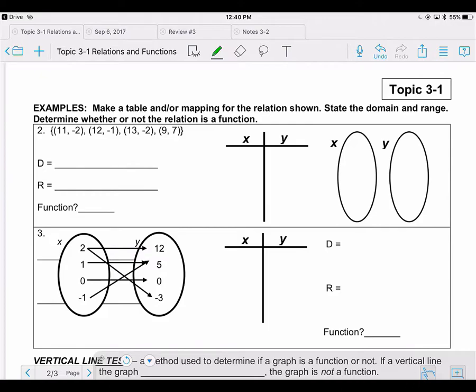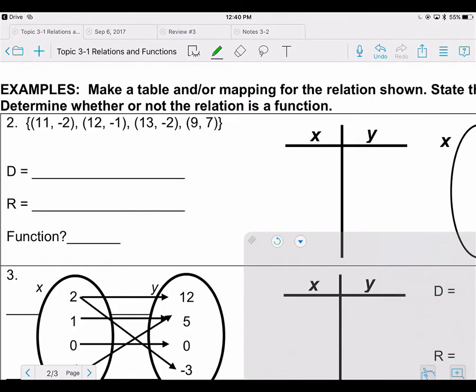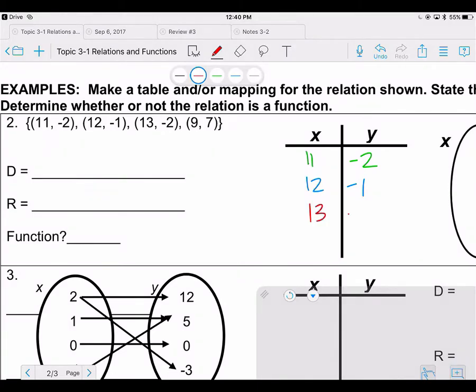For problem 2, they ask us to make a mapping or a table for the relation shown, state the domain and range. I think the table is the easiest part, and I like to start out with that to build my confidence. When you have a table, you are basically copying and pasting. So the point 11, -2 is copied and pasted. The point 12, -1 is copied and pasted. The point 13, -2 is copied and pasted, and 9, 7. So all you do is rewrite your points in that table, and that is it.